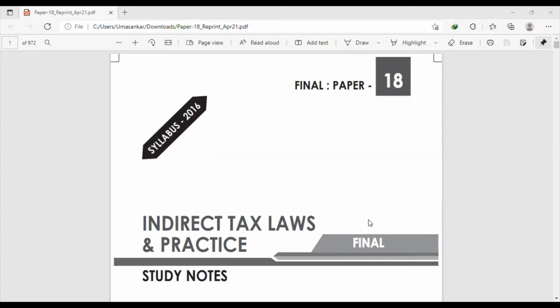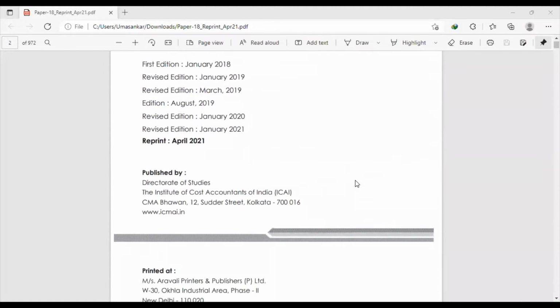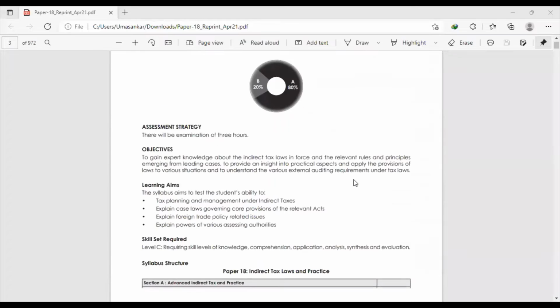Today, we are going to start Indirect Tax Laws and Practice. This is the CMA Final study material. I am Uma Shankar. We are going to study from here.